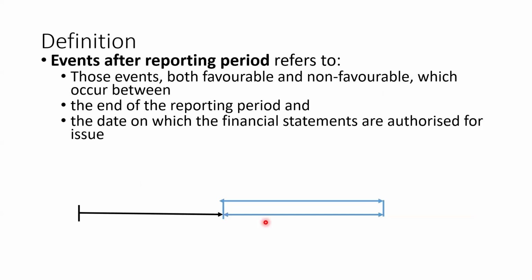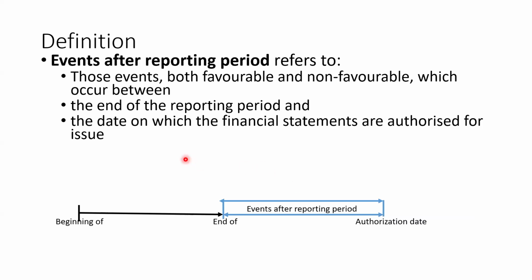First and foremost, events after the reporting period. When we say events after the reporting period, it refers to those events, be it favorable or unfavorable, which occurred between the end of the reporting period and the date on which the financial statements are authorized for issue. This one, you should grasp it. You should grasp this very definition.